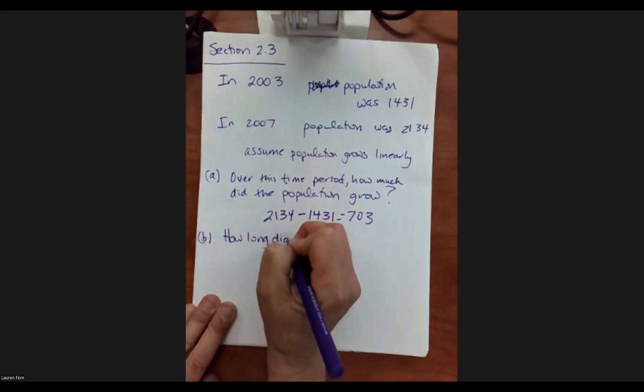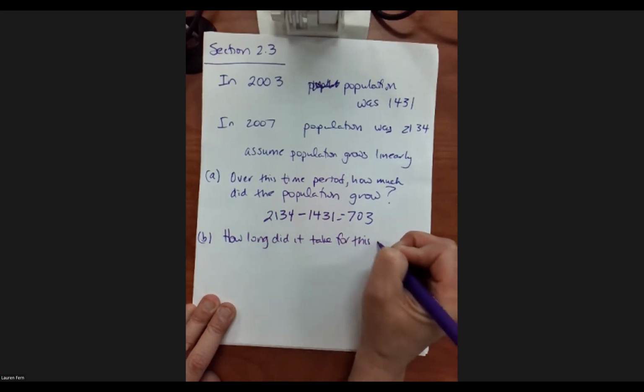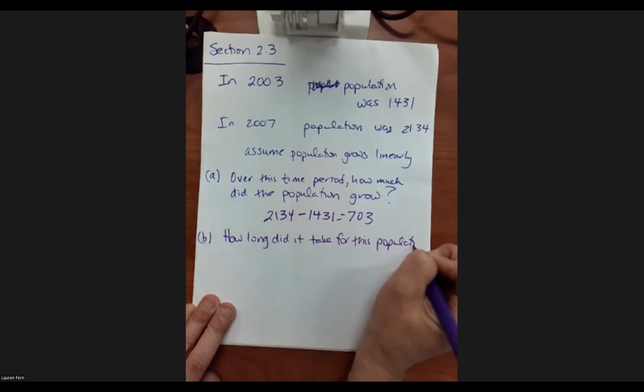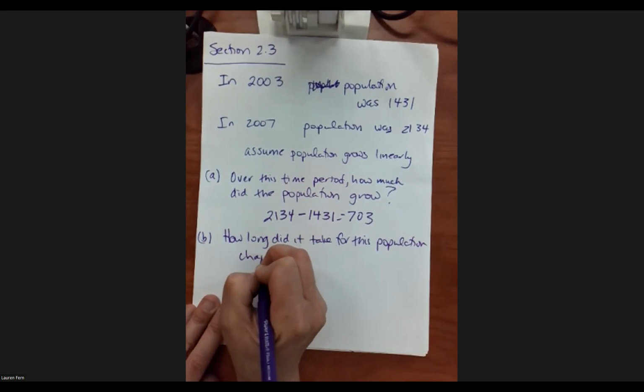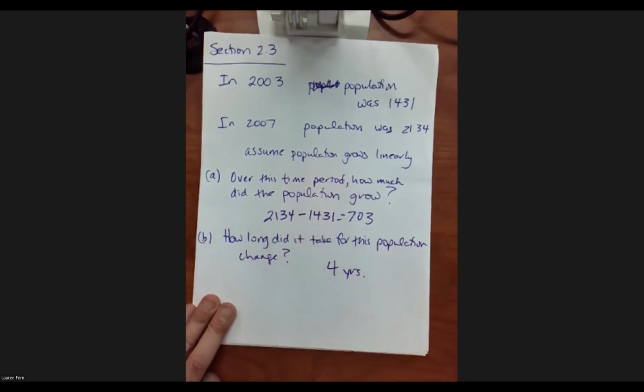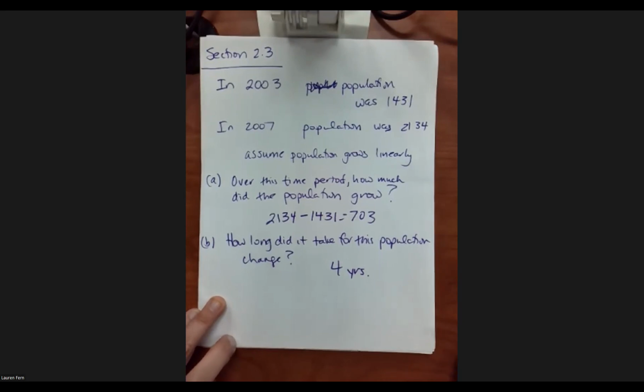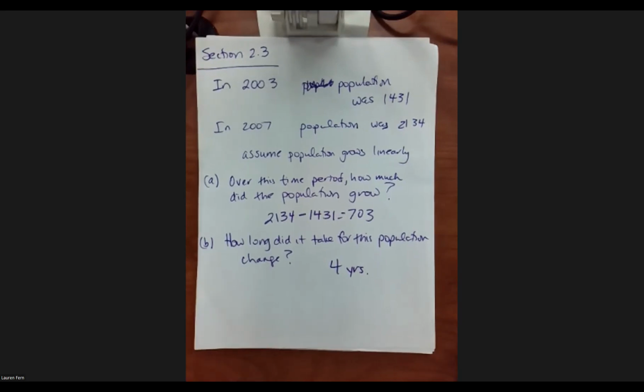How long did it take for this population change? Good. 4 years. Y'all with me there? Did you use a calculator? I'm just kidding. I just like joking around because when classes are too serious, then they're no fun anymore.